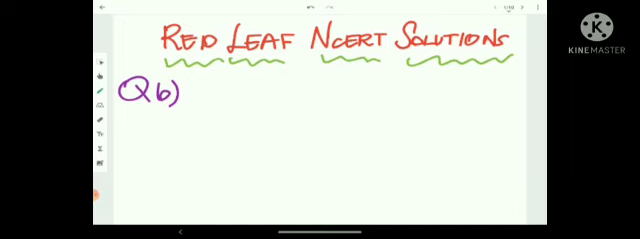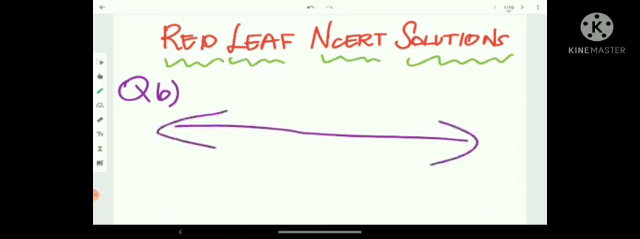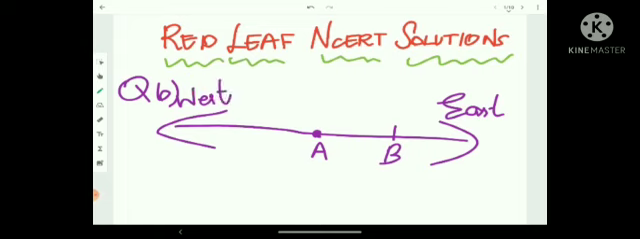So Rita goes 20 kilometers towards east. East is this side, west is this side. Here is point A, the center, and here is some point B. There is no C point or D point, only 2 points. Here is east, here is west. So she moves 20 kilometers towards east from point A to B.